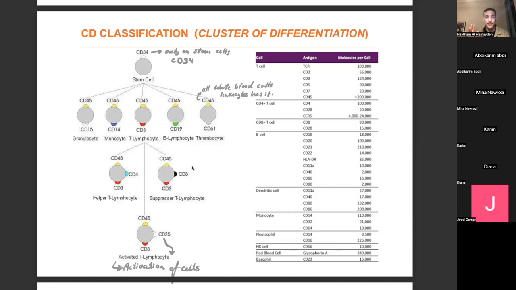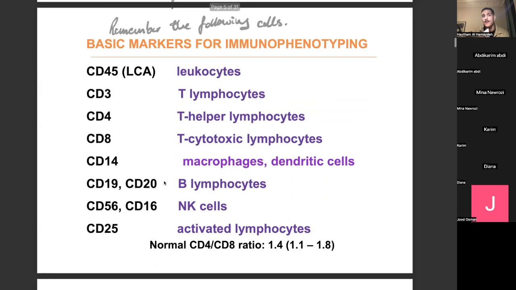The second thing we are going to talk about here is the cytotoxic T cell. The cytotoxic T cell has a unique mark on itself called CD8. Of course, it has the CD45 to tell us that it's a leukocyte, and it has the CD3 to tell us that it's a T lymphocyte. Finally, the activated T lymphocyte has CD45, CD3, and CD25. All of those markers you see right here should be memorized, and hence this slide. This slide dives into two more, like NK cells here, CD56, CD16. Memorize those because they will ask us.